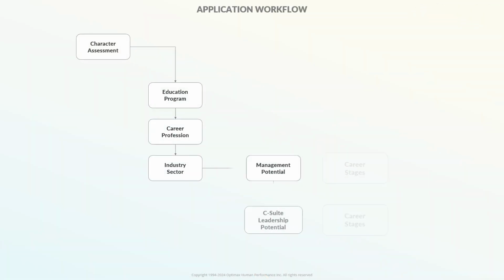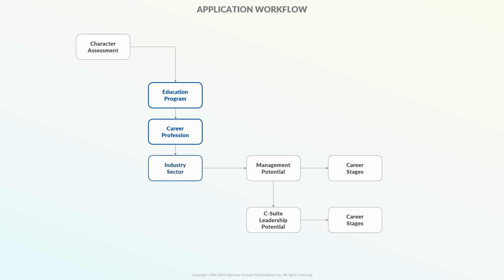To understand how the application works, let's go through the entire process together. Before using OptiCareer, the student must complete the online OptiMax character assessment. The results of the character diagnosis are then used to calculate the student's potential for success in each career path that they take. Once the assessment is complete, the student and career advisor can explore various options and select the student's optimal education program. Next, they will choose a potential career profession, industry, or sector which will provide the optimal environment for the student to practice their chosen profession.